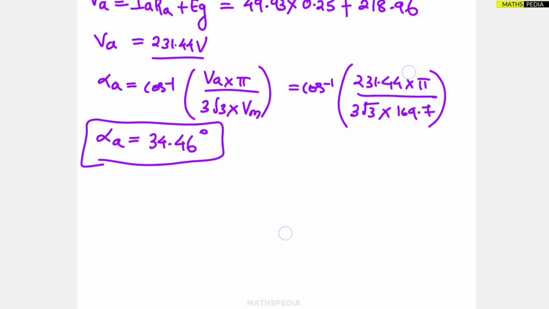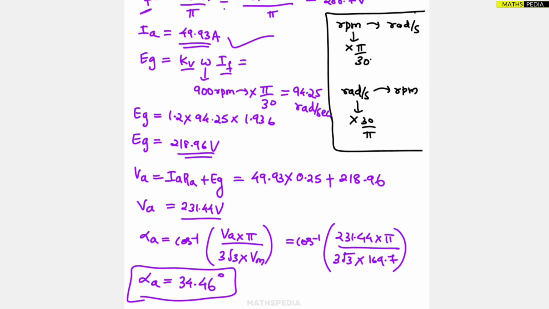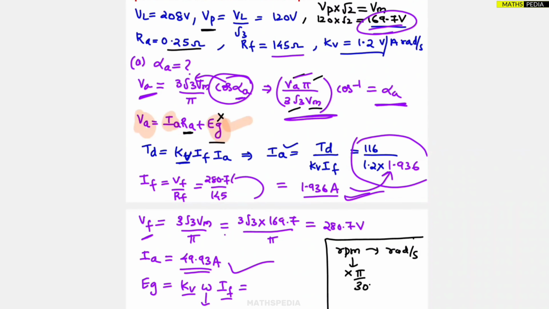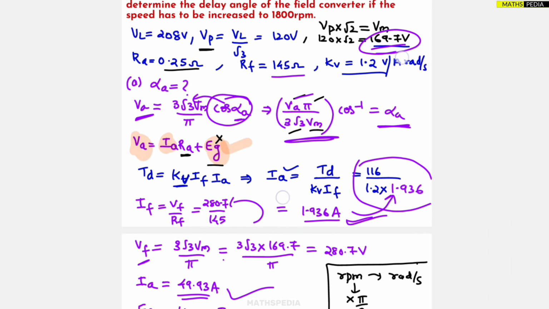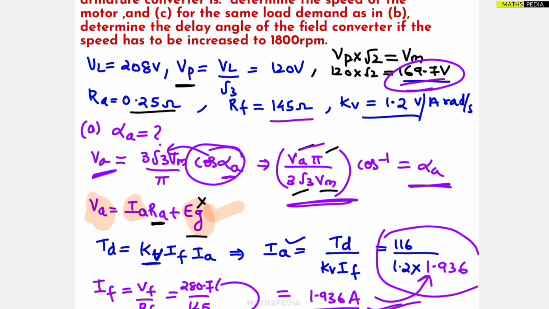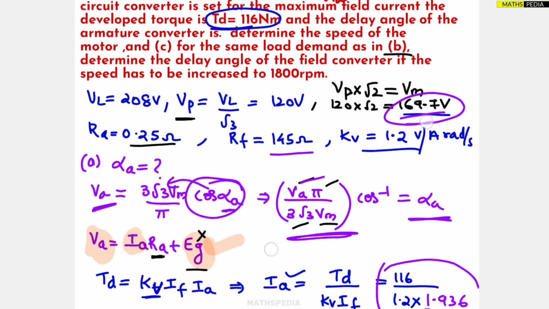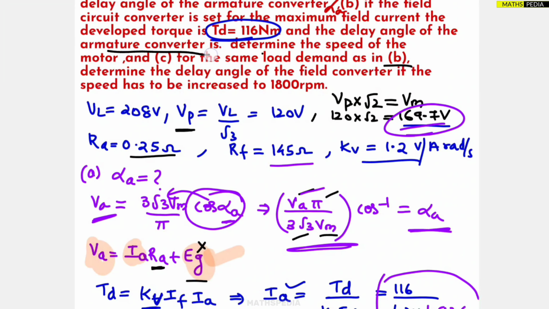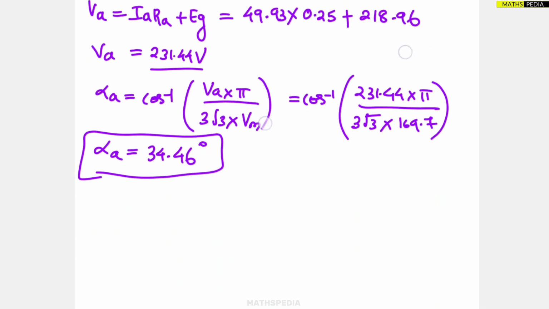Okay. So I'll give you a short description of what we have done in the first question. First question, basically, if you want, you can skip this and go for the B part. For the A part, they have asked us to determine the armature converter delay angle, which is alpha A. I'll give you the short description over here.